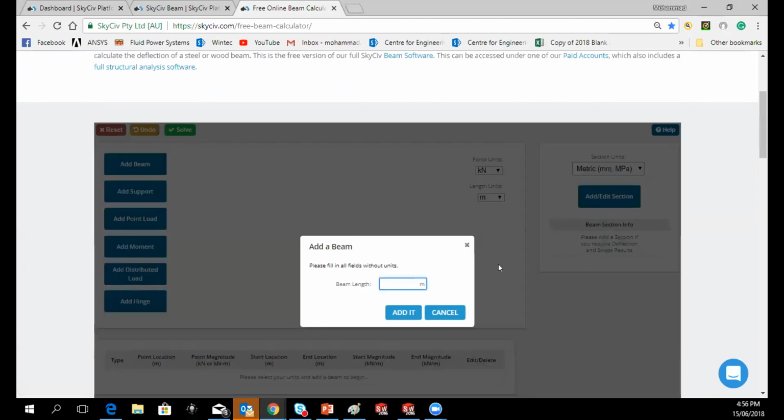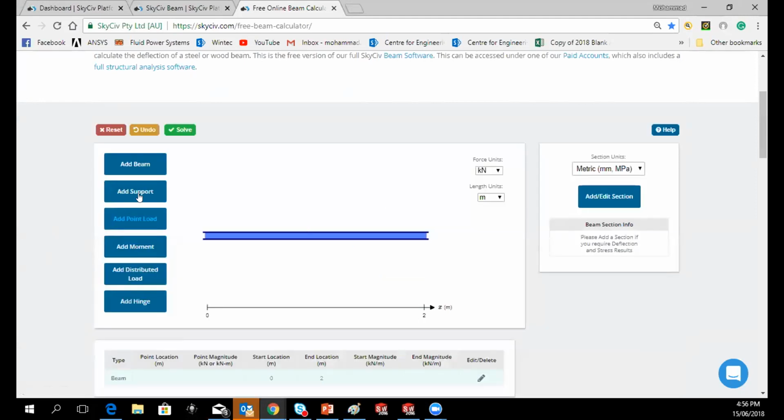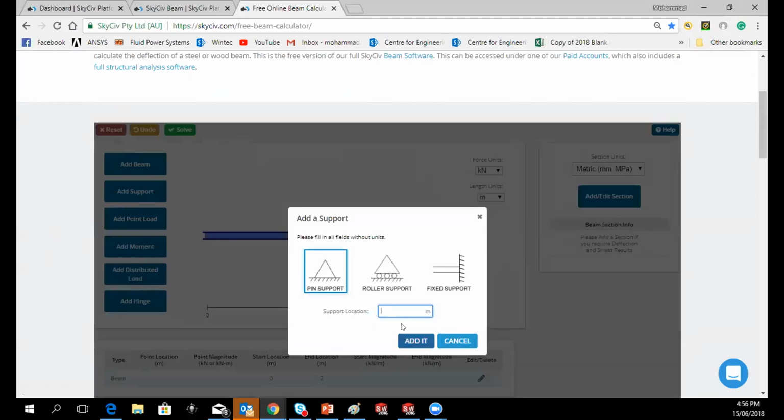So you add a beam. Let's say the beam is 2 meters. And then with sketch for your beam, add support reactions. So let's say one end at 0, it's pin supported. At the other one, we can have roller supports, so say 3, or you could do it at 2 meters. Let's do something like that.